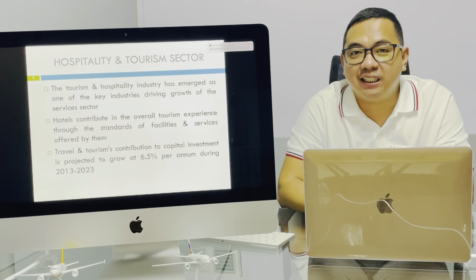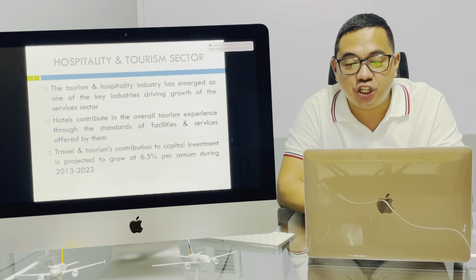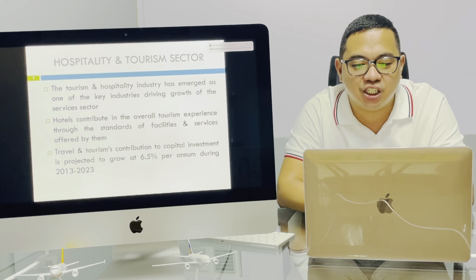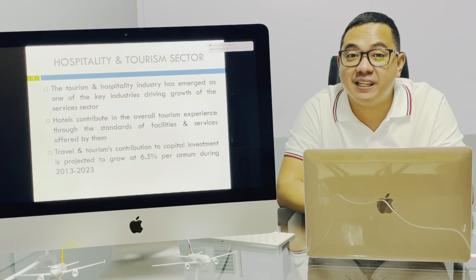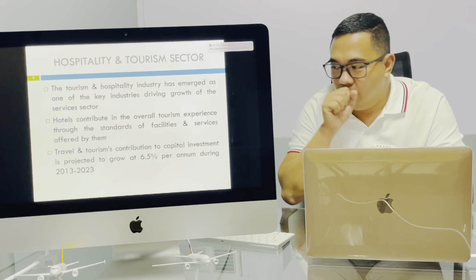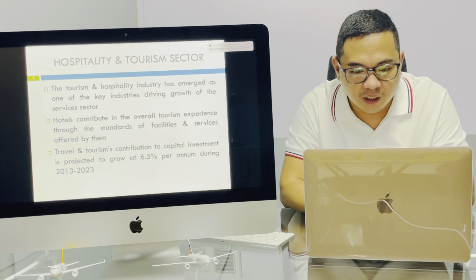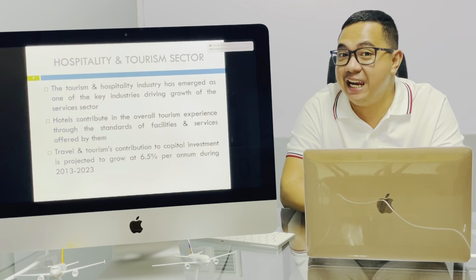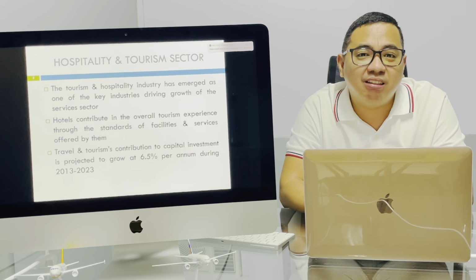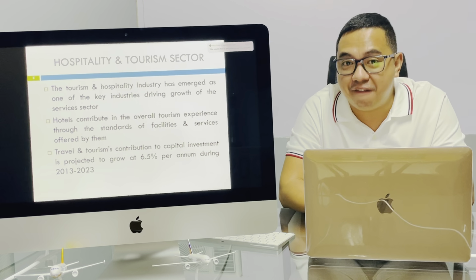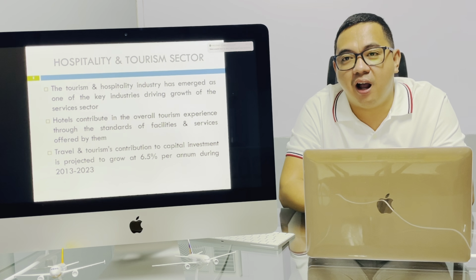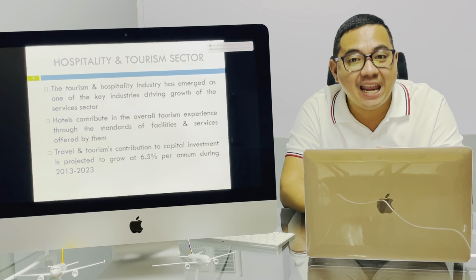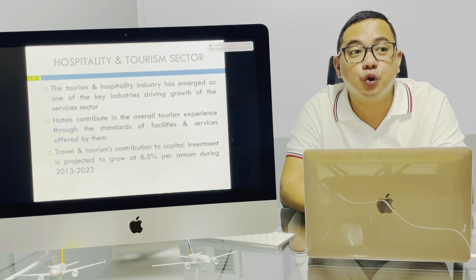So, hospitality and tourism sector. So let me first read. The tourism and hospitality industry has emerged as one of the key industries driving growth of the services sector. Yes, that's true. Ang tourism and hospitality industry is one of the key industry. However, not until last year when we were greatly affected by COVID-19. So, tourism and hospitality industry was one also of the badly hit industry during the pandemic.